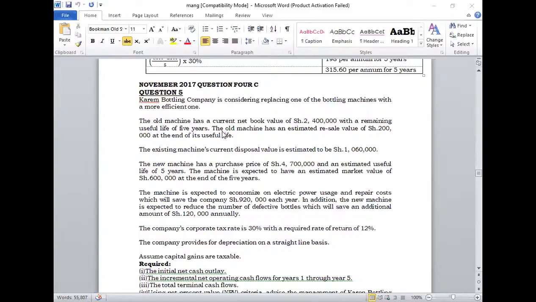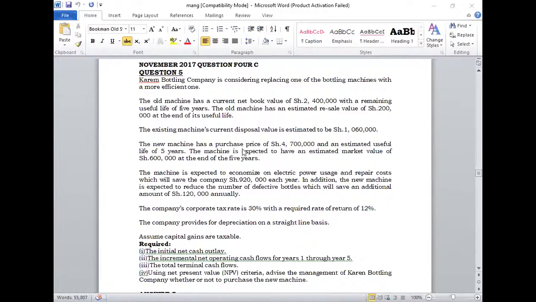The company's corporate tax is 30% with a required rate of return of 12%. The company provides for depreciation on a straight line basis. So they want us to give them the initial outlay, the incremental net operating cash flows from years 1 through 5, and the total terminal cash flow. Then, using net present value criteria, advise the management of the bottling company whether or not to purchase the new machine.